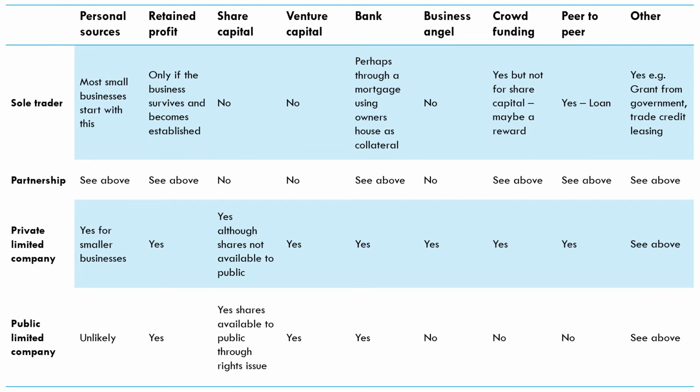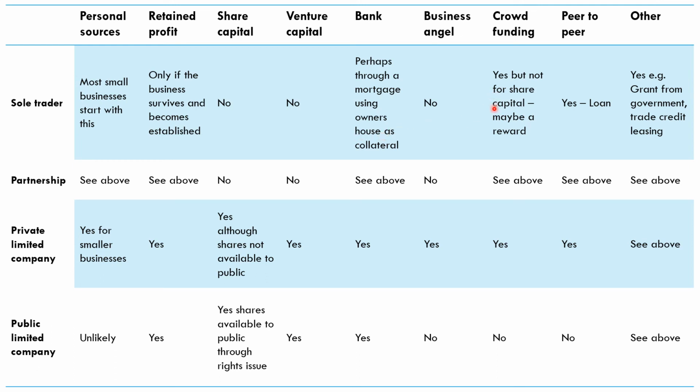And this table here shows us some suggested theory. So for example, sole traders would normally start off with personal sources of finance. Retained profit would only really be a source for a sole trader if the business is surviving and has become established. Now sole traders and partnerships, by definition, they are the business, so there are no shareholders. Share capital does not exist for these two forms. They can finance themselves through banks, perhaps using a personal loan or a mortgage, where owners borrow money and use their house as collateral. So if they fail to repay the loan because perhaps their business isn't doing very well, there is a risk they could lose their house.